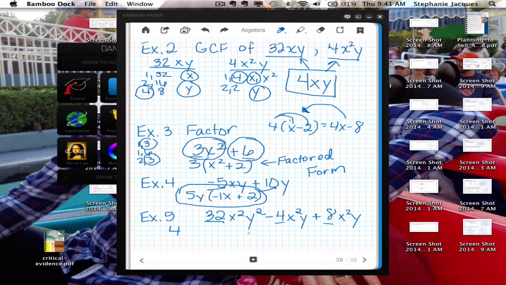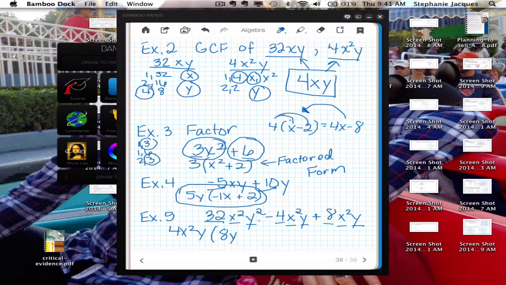Okay, so let's look at our variables. I have an x squared here, an x squared here, and an x squared here. I can pull out that x squared because it's in all my terms. I have a y squared, but the rest of them are just y's, so I can only pull out a y. So now I go, 4 times what gives me 32? 8. X squared times what gives me x squared? Just 1, so I don't need to put that. And y times what gives me y squared?